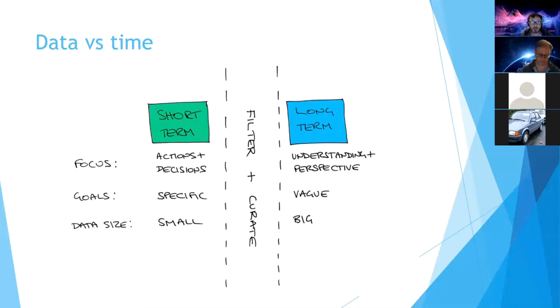One of the other things I also find useful to think about is how we deal with data versus time, because how we deal with data in the short term is very different from how we deal with data in the long term, and this is the same for humans as it is for computer systems. In the short term we are really interested in actions and decisions. If we have a finance system, here's an invoice, can I pay it? You might have a warehousing system, here's an order, can I ship it?